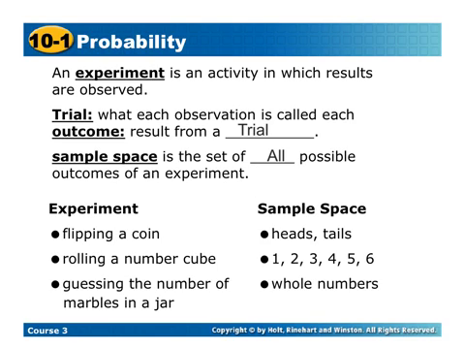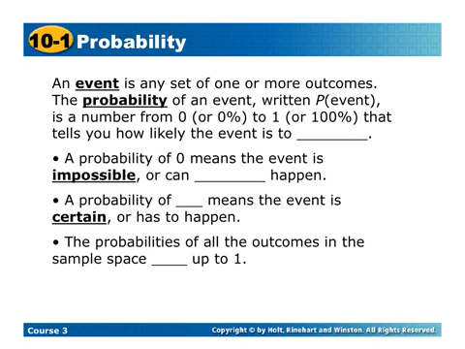So here's some examples. When you flip a coin, your sample space would be heads or tails. When you're rolling a number cube, your sample space would be the numbers 1 through 6. And if you're guessing the number of marbles in a jar, your sample space would be the whole numbers. An event is any set of one or more outcomes.